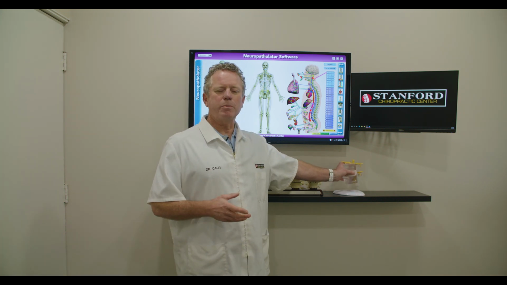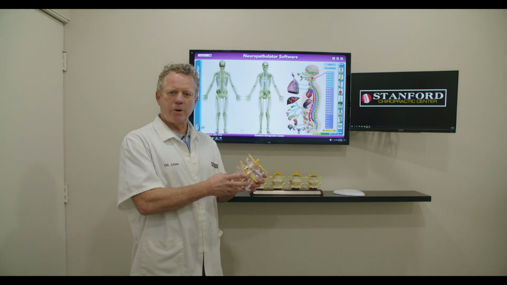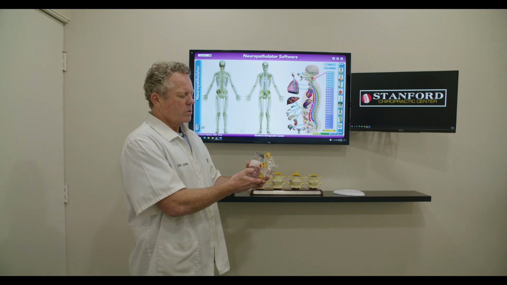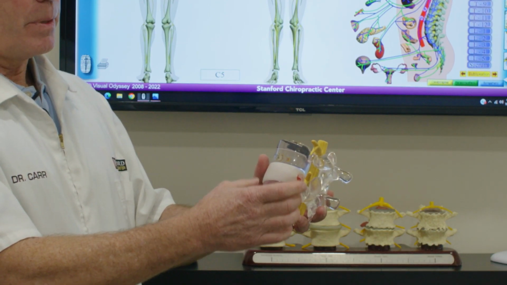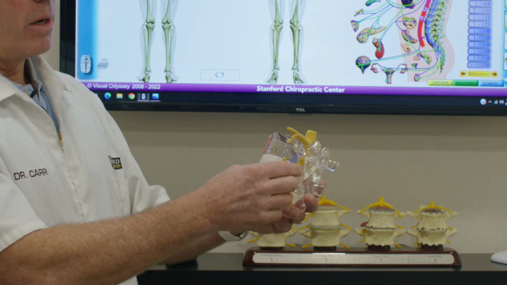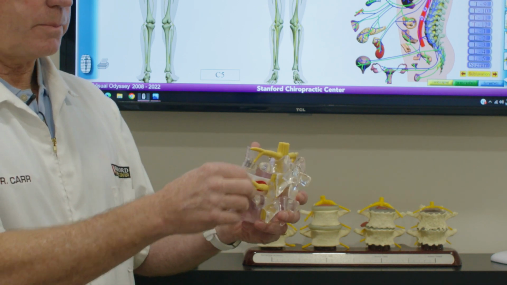And so I'm going to take this model, and this model is of two lumbar vertebrae, and I just kind of want to show you exactly what we're going to look at. So when we look at it from the side, what we're looking at is the vertebral body, the one above. This is a disc, and then on the side, these yellow things are nerves. So these are what are called nerve roots.